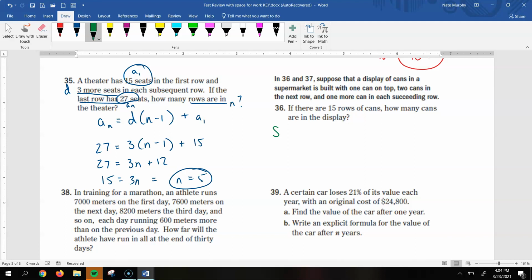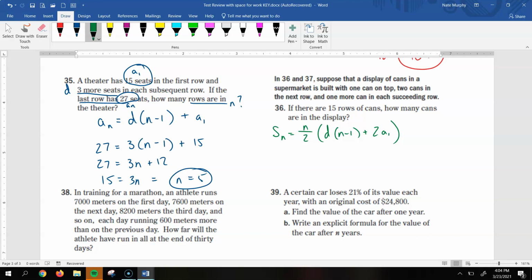So it's this one, where we take the number of rows, times your constant difference, times n minus 1, plus 2 times however many we have in the first row, in the first term. Okay, so let's see what we have here.